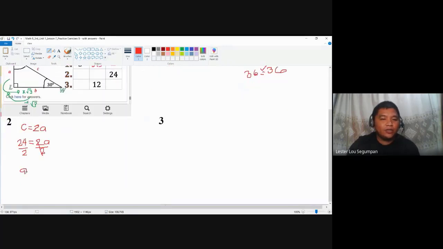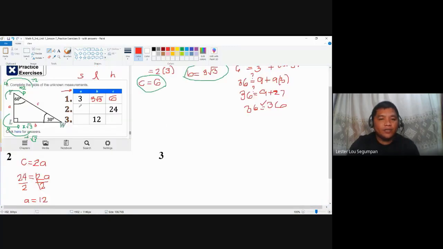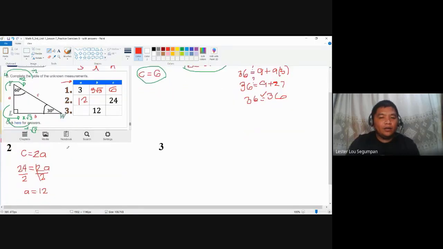So the shorter leg A will be equivalent to 24 divided by 2. So that's 12 here. And then we already have A. To get B, it is simply A square root of 3. So it's equivalent to 12 square root of 3. That's the value for B. 12 square root of 3. Okay.